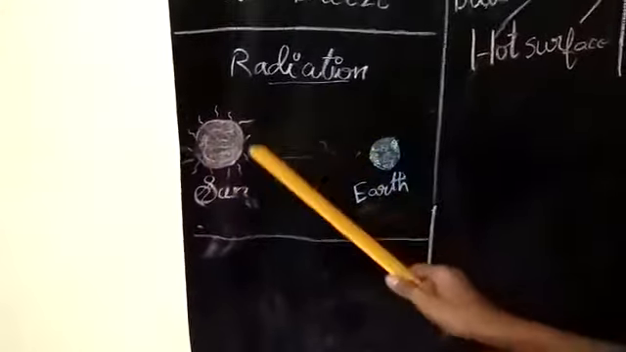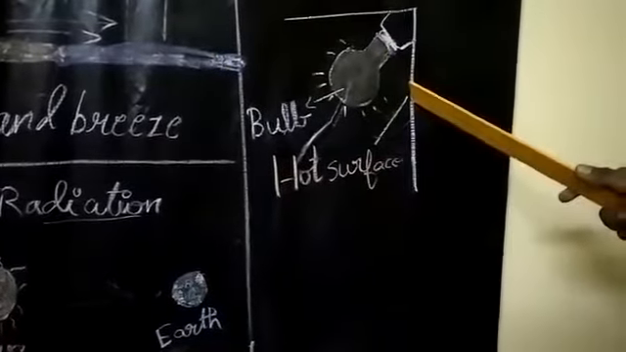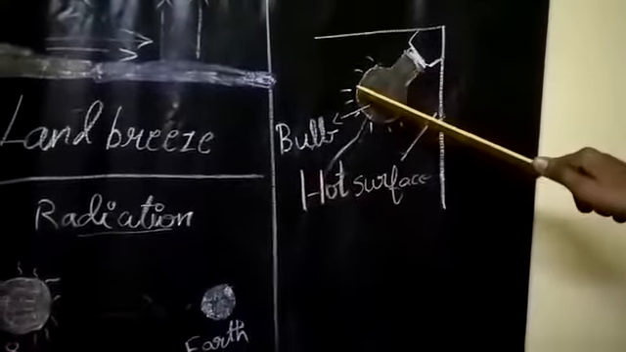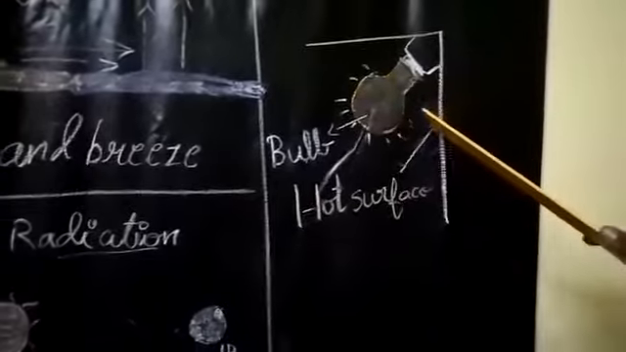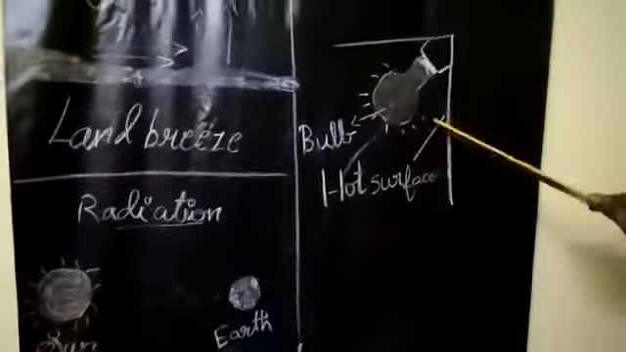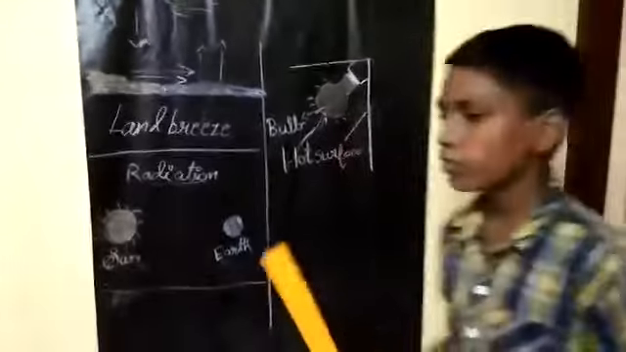Another example is when a bulb is hanging on the wall, the surface surrounding the bulb will be heated, because the bulb produces heat energy by radiation. It is also an example of radiation.